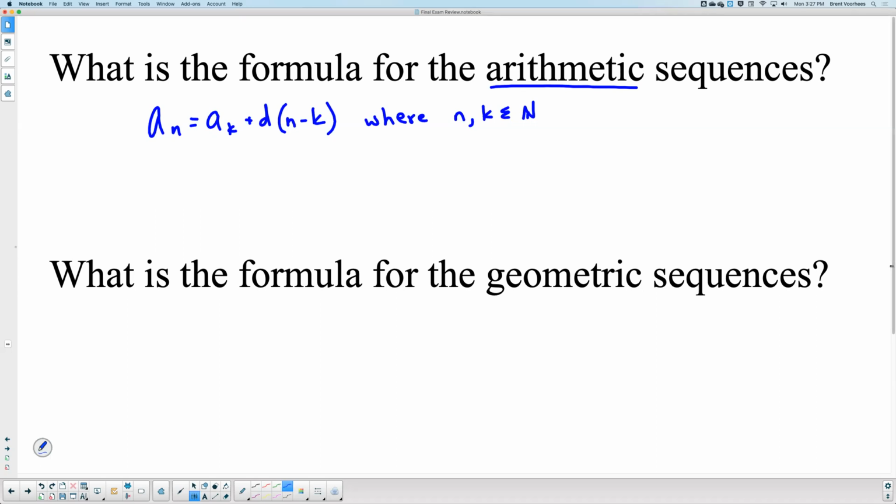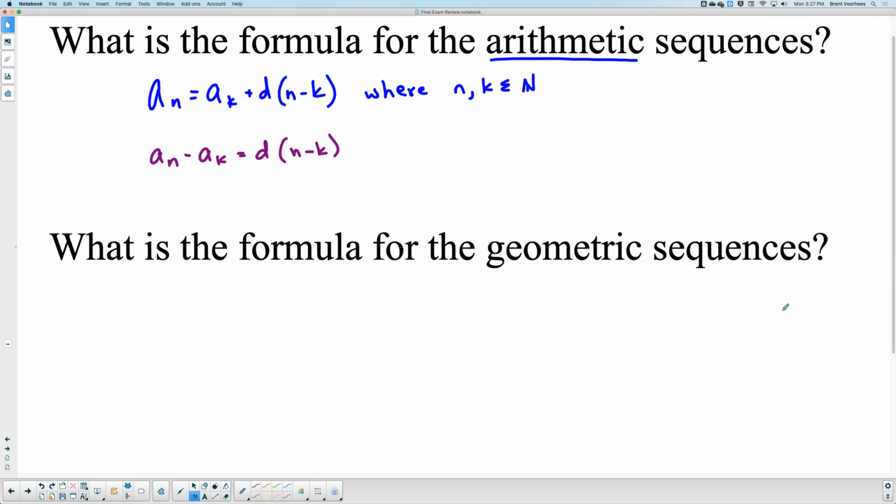That was our formula. And I'll remind you, if you needed to find the common difference, you can take and subtract here. And so if you subtracted, you'd have a_n minus a_k would equal your common difference times (n minus k). Okay, that's how you could solve for your common difference.